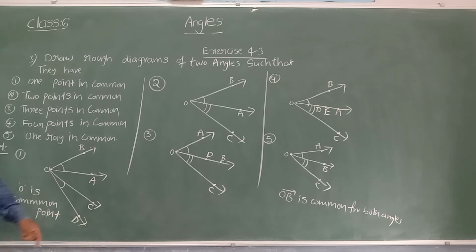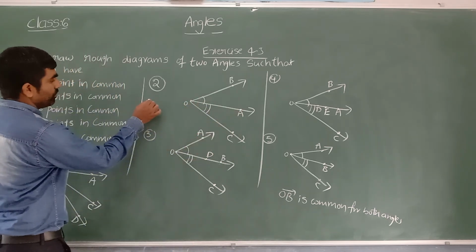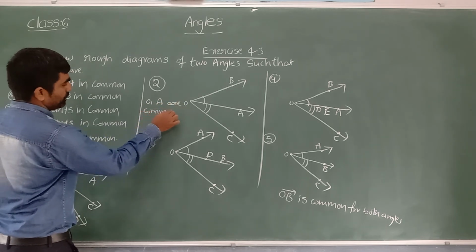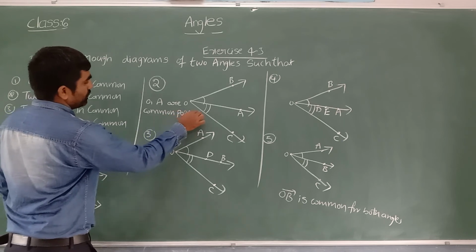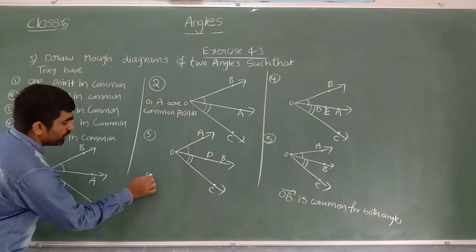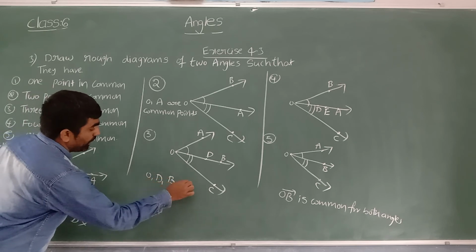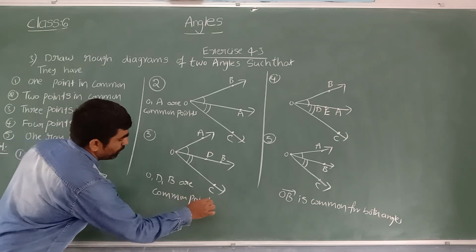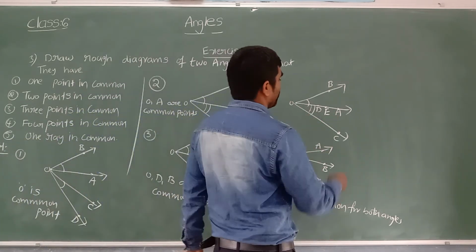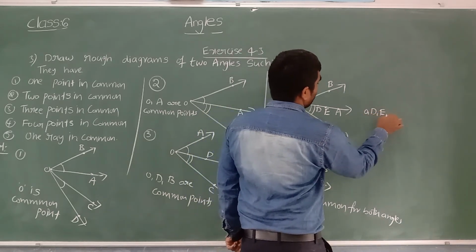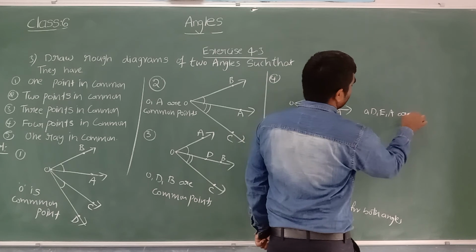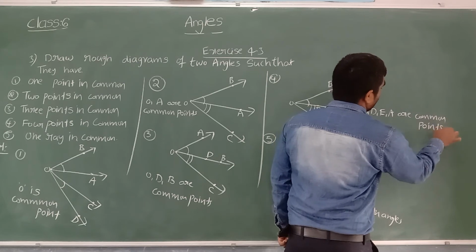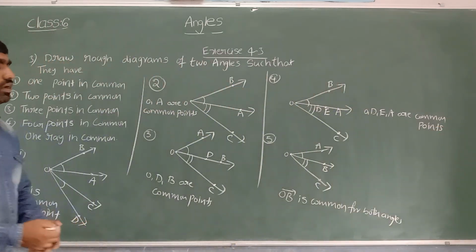Yes. What can we write here? O and A. We can write O comma A are common points. 2 points are common. Here, beta, O, D, B, sir, O, D, B are common points. Yes, they are common points. What about these 4 points? O comma D comma E comma A, how are they? They are common points of both the angles. That is the way we can draw the figure.